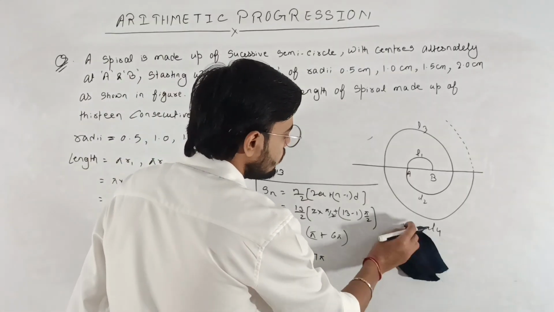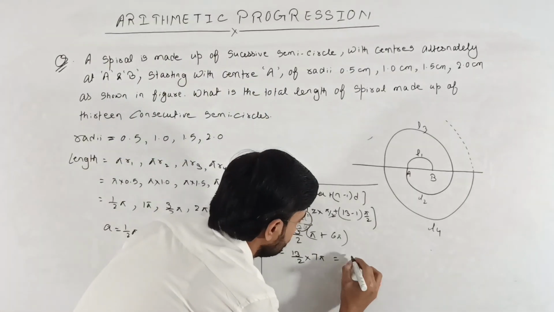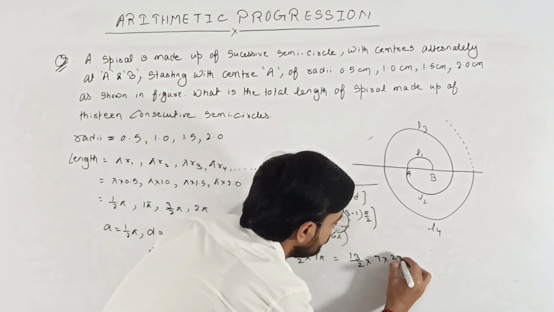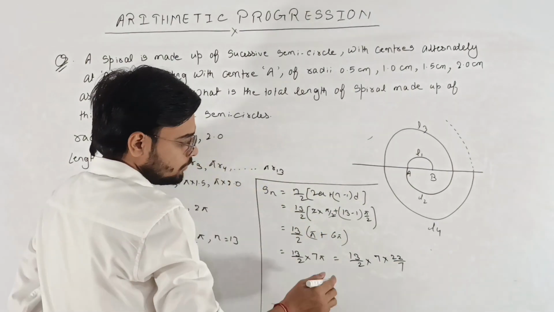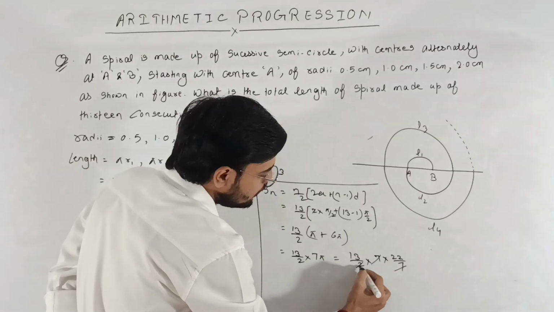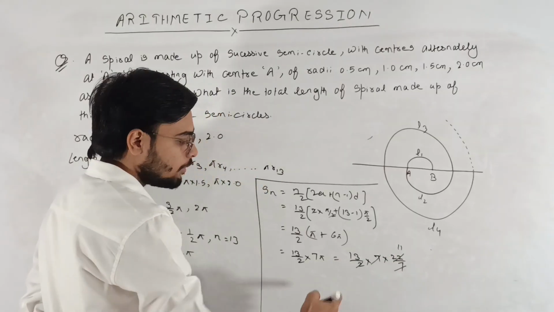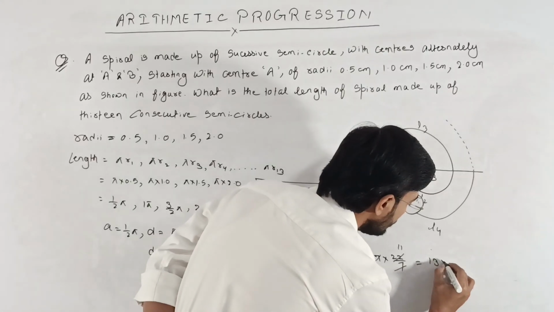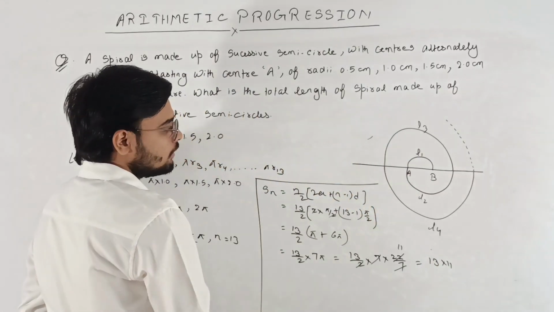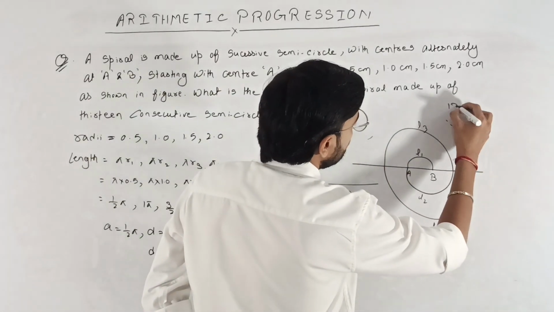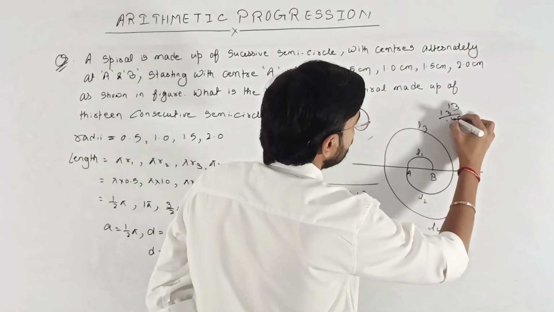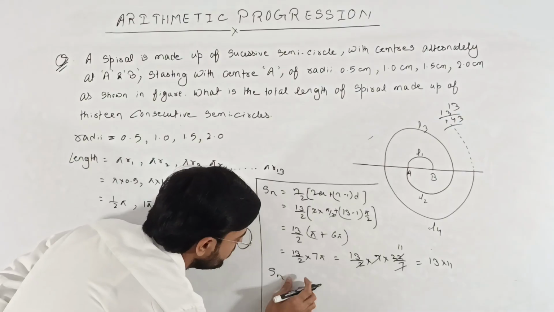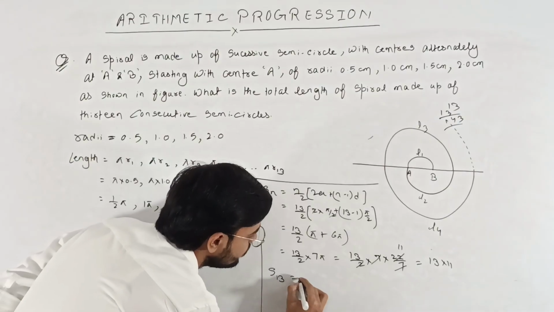Now put the value of pi, which is 22 by 7. Now 13 upon 2 into 7 into 22 upon 7. Now this 7 cancels, and this 22 is cancelled by 2, 11 times. Now we have only 13 into 11. Okay, now multiply this. Then we have 143. So from here, Sn, or S13, is what?